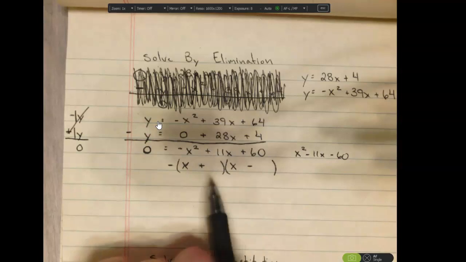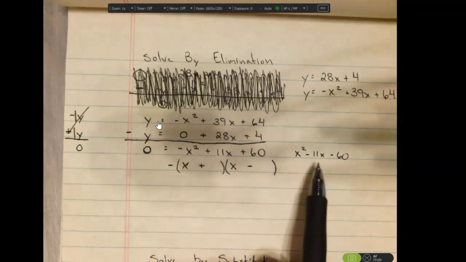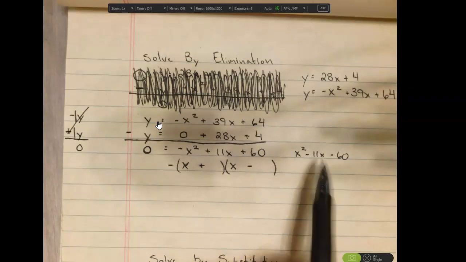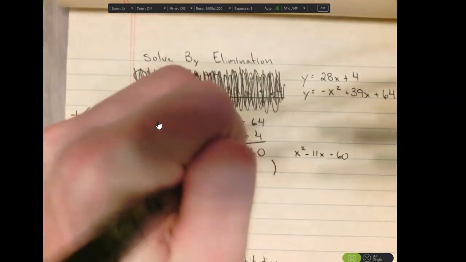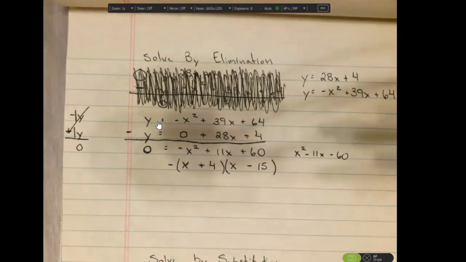Now, do I want the 15 to be negative or positive? I want 15 to be negative because I have negative 11. So it's going to be x plus 4 and x minus 15. So I have now just factored my polynomial here.